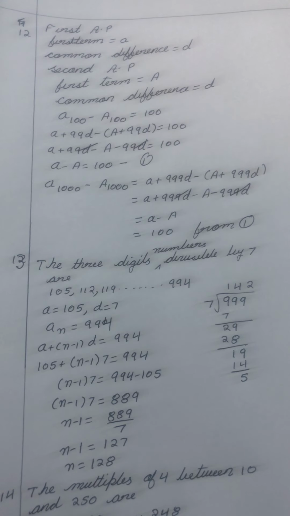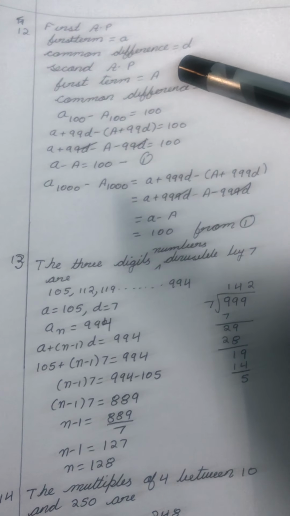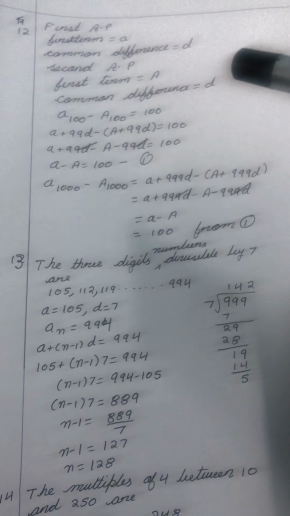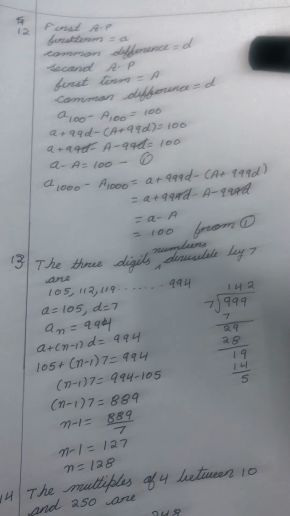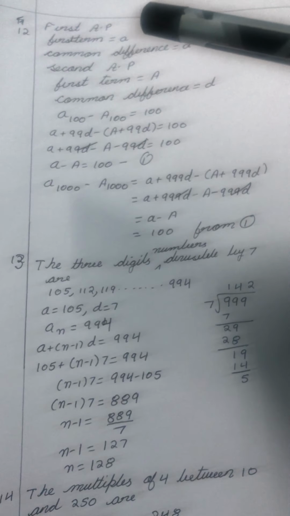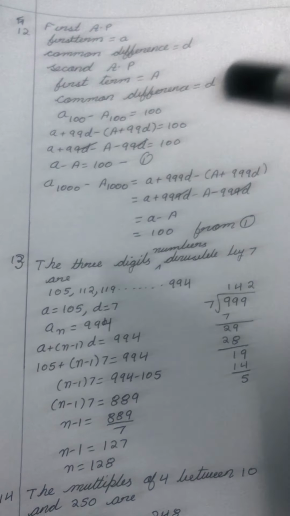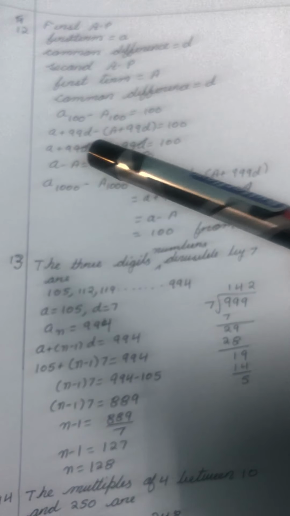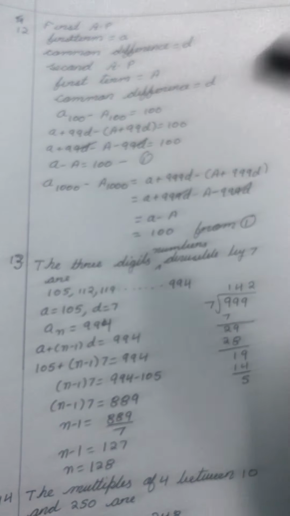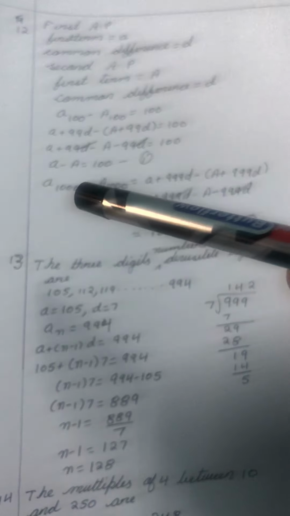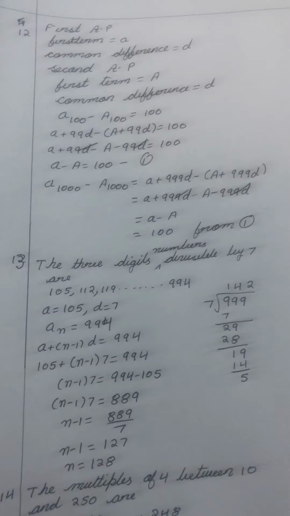So there are two APs. For the first AP, first term a, common difference d. For the second AP, first term A, common difference d. For the common difference we use the same variable because the common difference was given same. So the first term in the first AP is small a, and in the second AP big A. We know the difference between the 100th terms is 100. So a100 minus A100 equals 100. Apply the general term formula, we get a minus A equals 100.